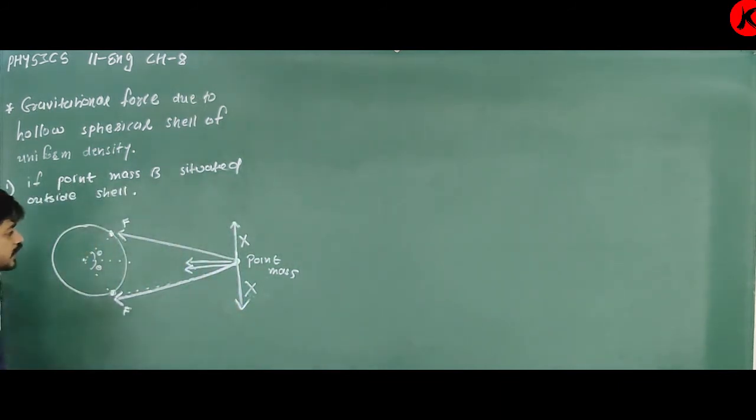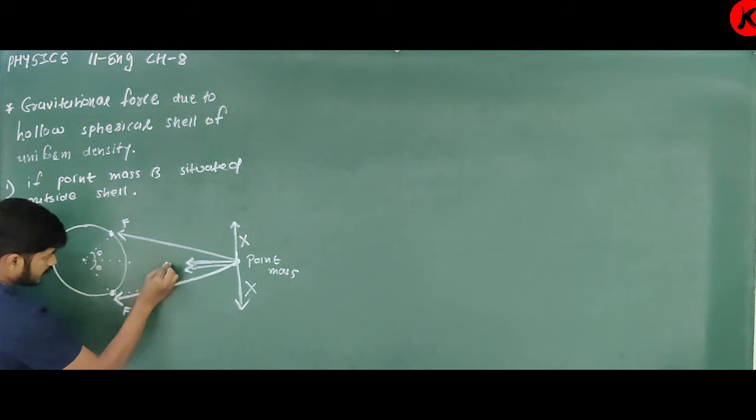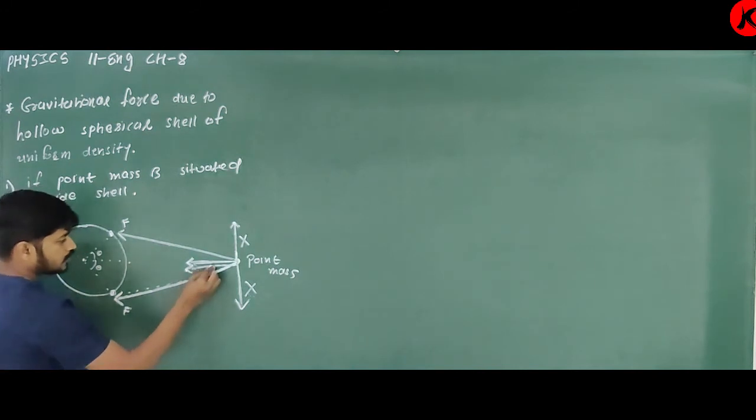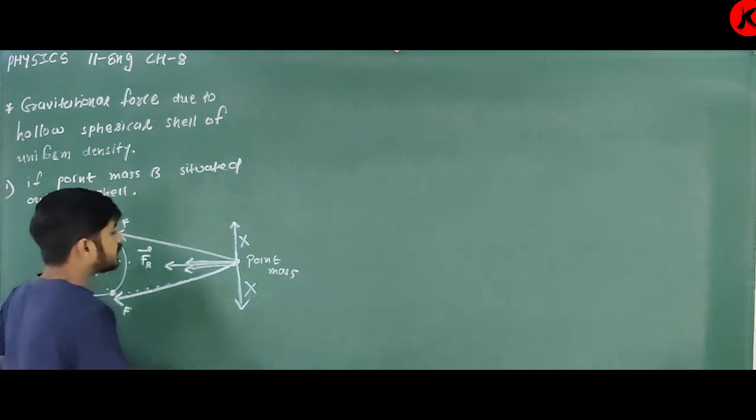Then the remaining components are only this. And see, these two components are towards the center of Earth. So the resultant force is towards the center of Earth. Clear about this? So here I will write a statement.